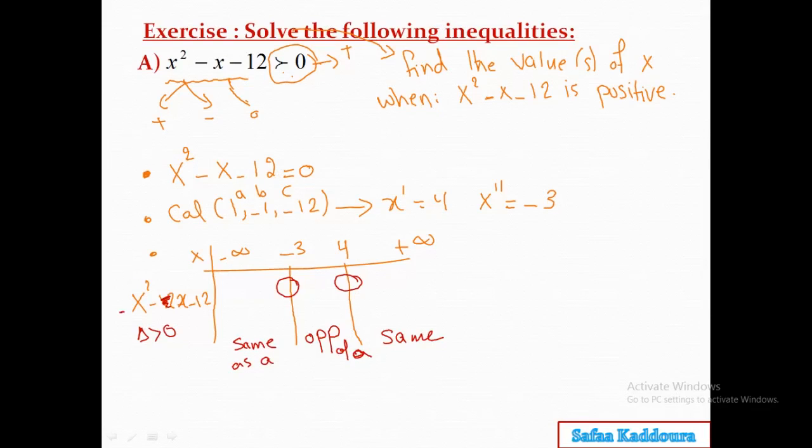What is the sign of A? It is positive, so inside the root we will put opposite of A, and outside the root we will put same sign as A. This table gives you the different signs of x squared minus x minus 12. It gives you when it is positive, when it is negative, and when it is 0.